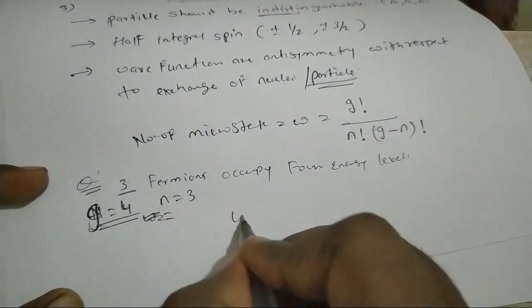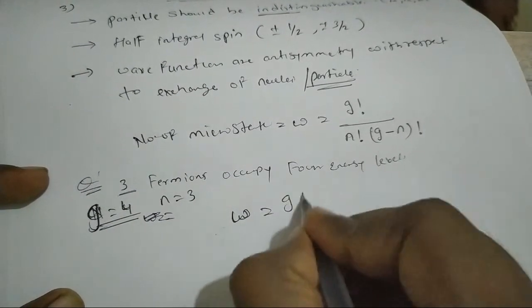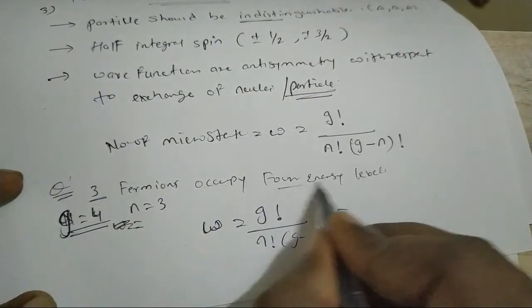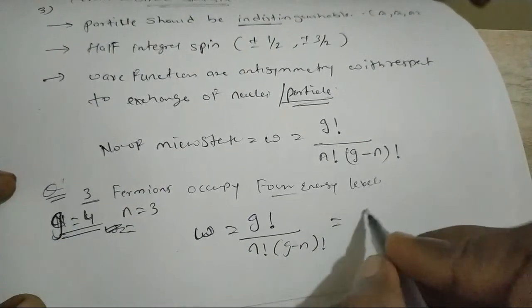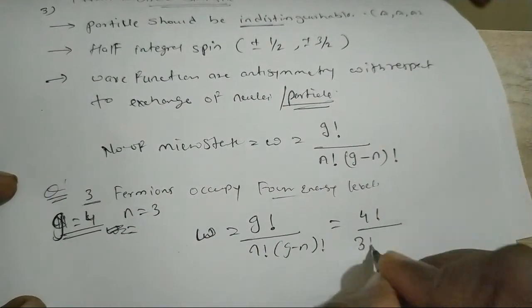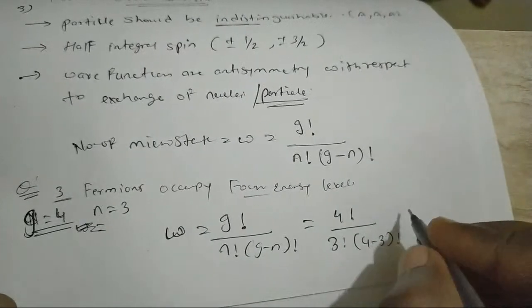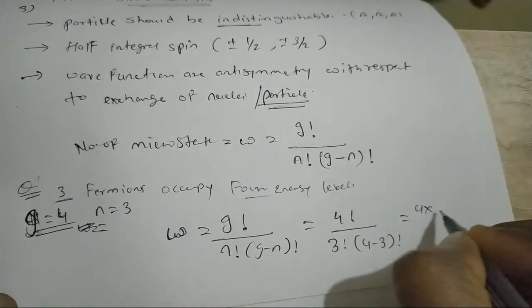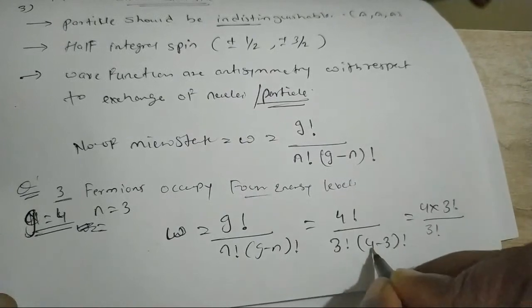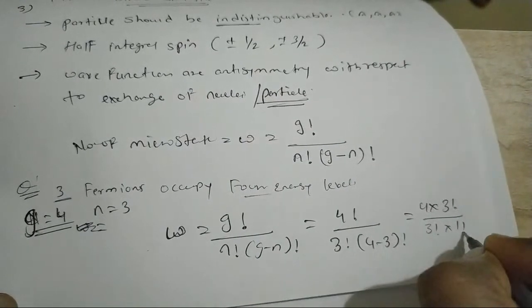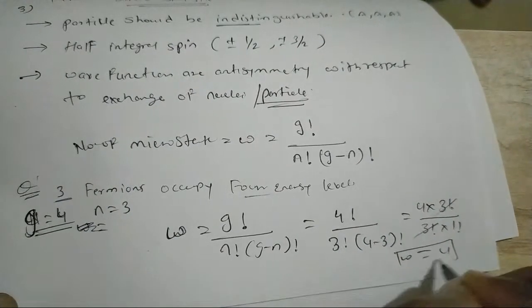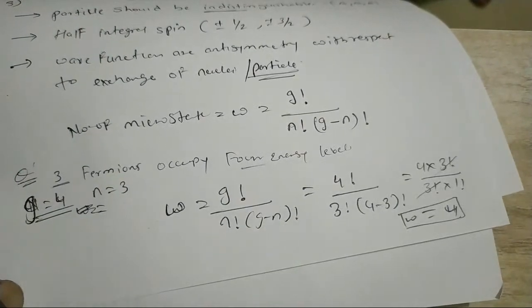The formula is W equal to g factorial upon n factorial (g minus n) factorial. The g value is the 4 energy levels. So 4 factorial upon 3 factorial, since the 3 fermions means the n value is 3, and (4 minus 3) factorial. We write 4 factorial as 4 into 3 factorial. Then 4 minus 3 is 1 factorial, which is 1. The 3 factorials cancel. We get the answer W equal to 4.